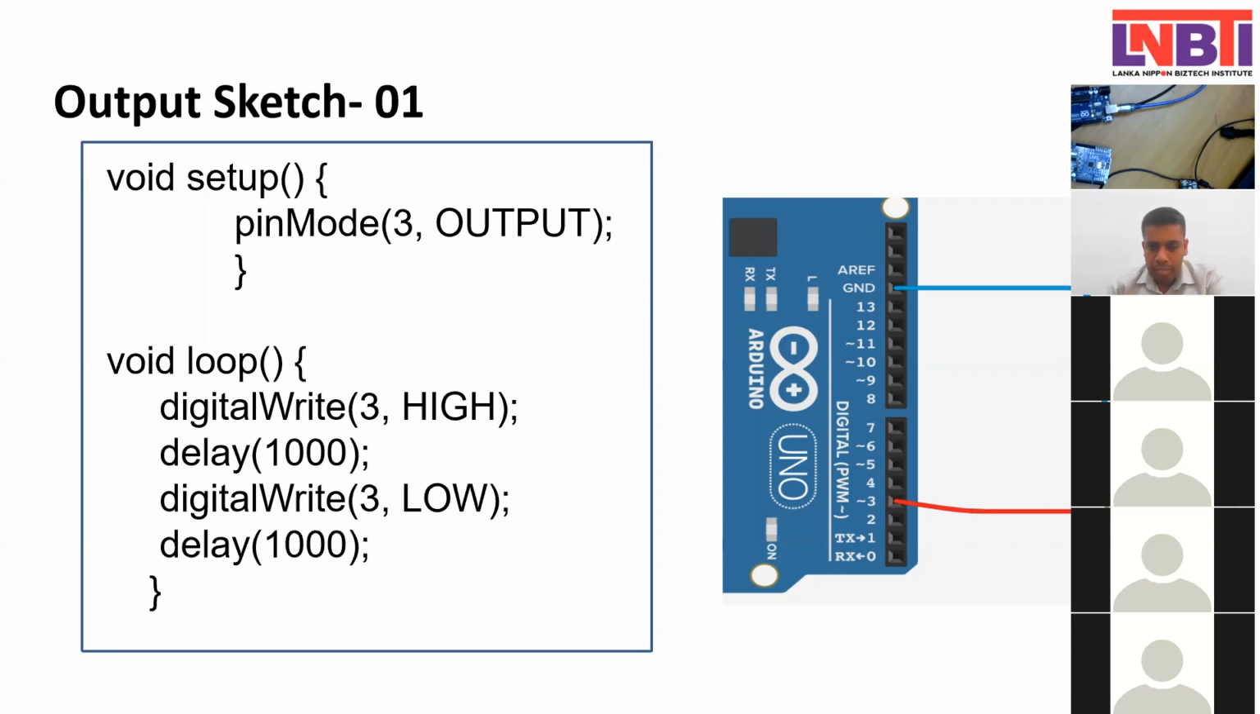Milliseconds 1000 equals 1 second. Then we can write it that way. digitalWrite pin number 3 HIGH, then wait 1 second. Again digitalWrite 3 LOW, then 1 second. Like that we can write a simple program.